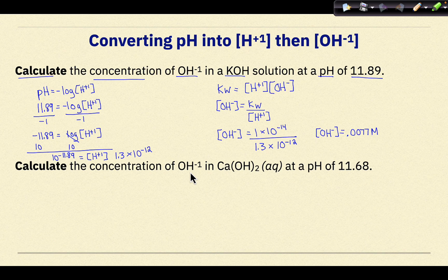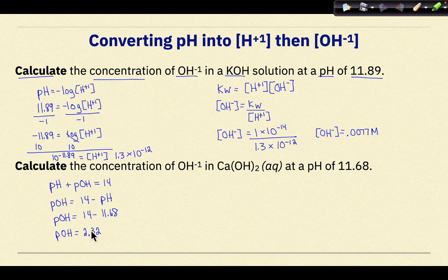Calculate the concentration of hydroxide ions in Ca(OH)2 at a pH of 11.68. This one I'm going to do a little bit differently to find out the hydroxide ion concentration. I'm going to start out with the formula pH plus pOH is equal to 14. I'm going to rearrange my formula to solve for pOH, and substitute in my values. I substituted in my value for pH, and now I'm going to solve for pOH. My final value for pOH is 2.32.